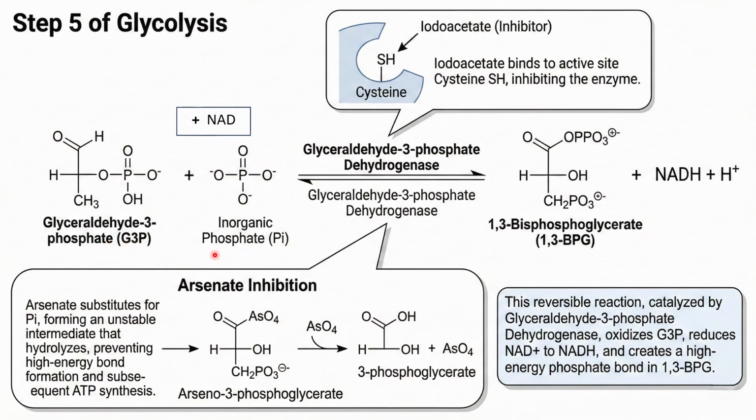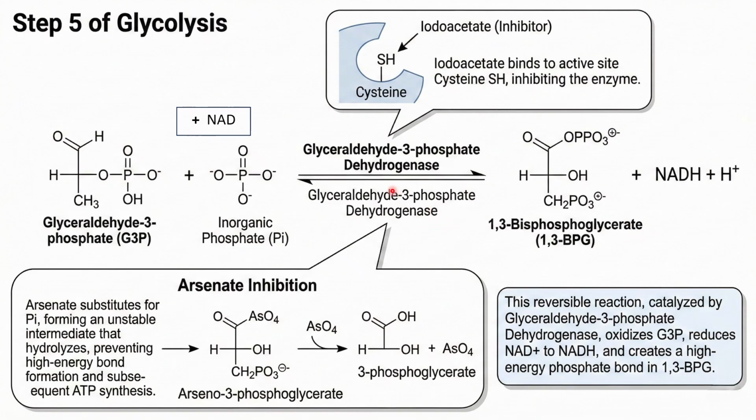Instead, direct inorganic phosphates are being added to glyceraldehyde 3-phosphate, and the product that is obtained is 1,3-bisphosphoglycerate, and the NAD plus is reduced to NADH plus H plus. What is the importance of formation of 1,3-bisphosphoglycerate? Let's see what happens if it is not formed.